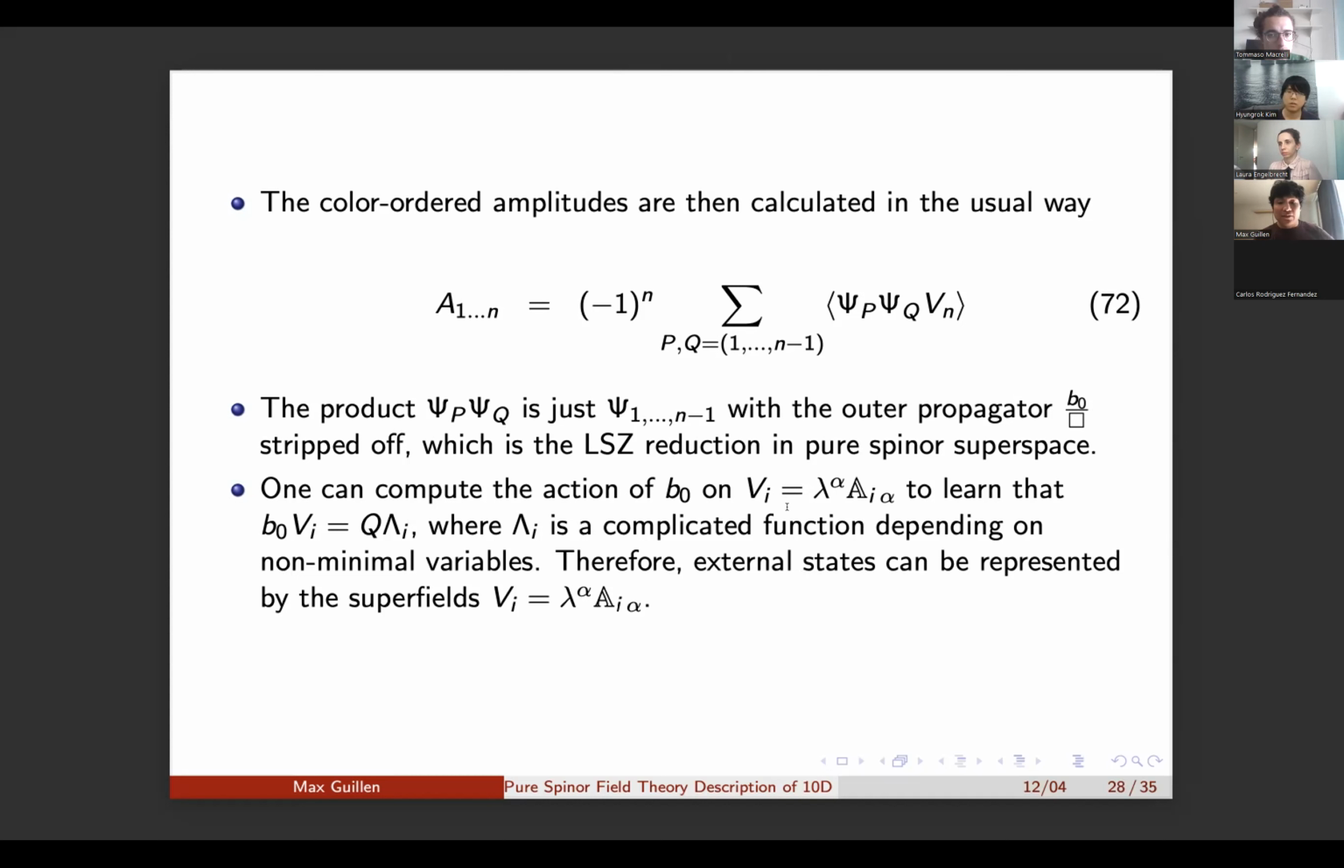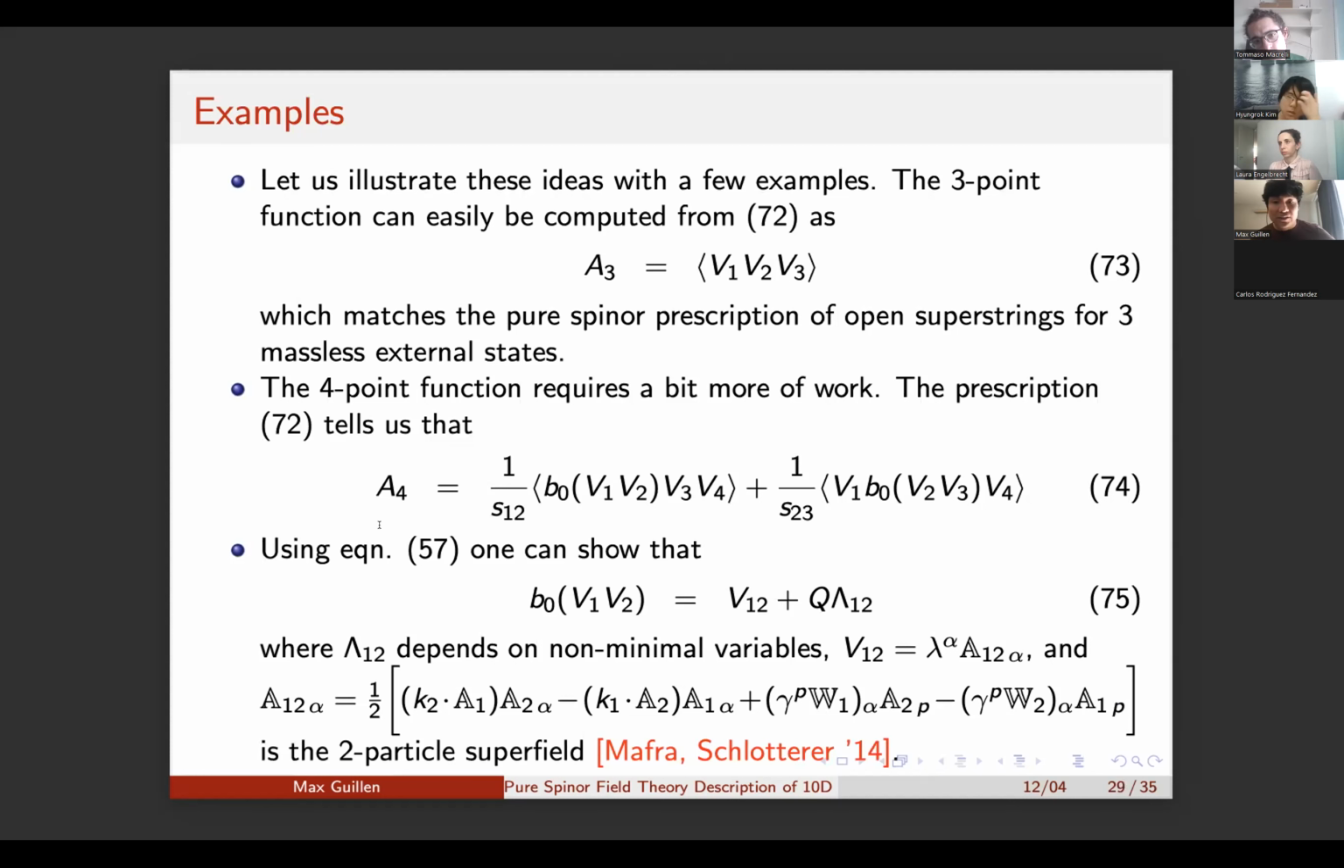Okay. In particular, this vertex operator here, which was already used in the literature a few years ago in the context of superstrings, satisfies this gauge condition here. So B0 acting on V_I is BRST exact. Okay, so that means that we can use this vertex operator. So when we use this vertex operator, for instance, for the 3-point function, we reproduce something that we already find in the literature for the 3 massless external states in the context of superstrings, for instance.